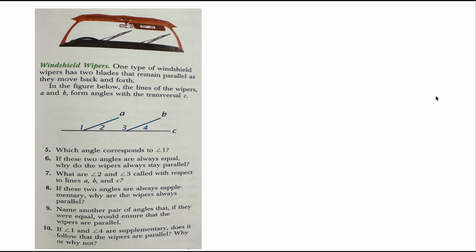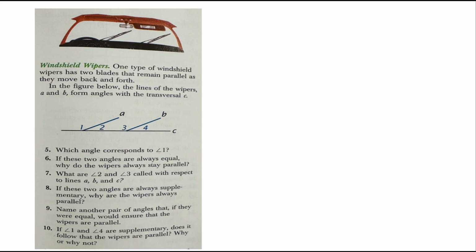Let's start on our lesson. So turn to page 227, and we're going to do 5 through 10 together right now. So windshield wipers. One type of windshield wiper has two blades that remain parallel as they move back and forth. Can you imagine that?